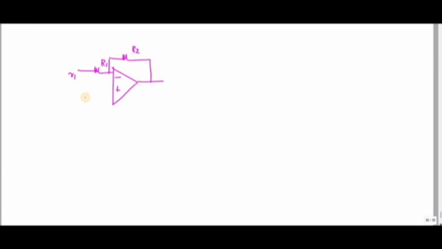So we have already discussed this circuit. In that, we had taken all the resistance values as the same value. But now I'm going to take them as they are. So first, let me take this one and solve it using superposition.